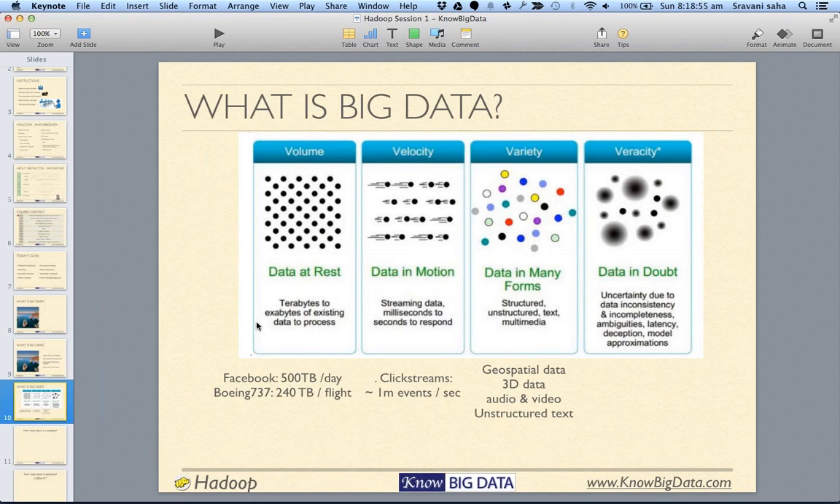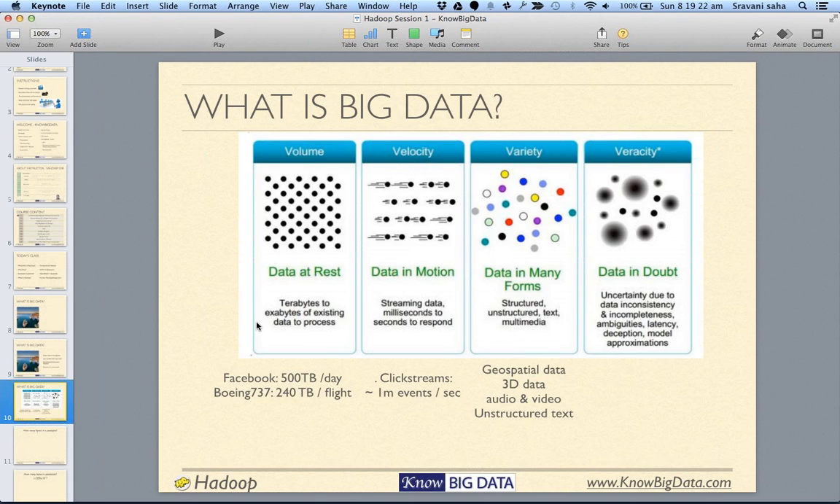So your data could have huge volume, huge velocity, huge variety, or veracity. What does it mean by volume? The data which is stored is of huge size. For example, terabytes of data which is already there in your hard disk. That is the volume.